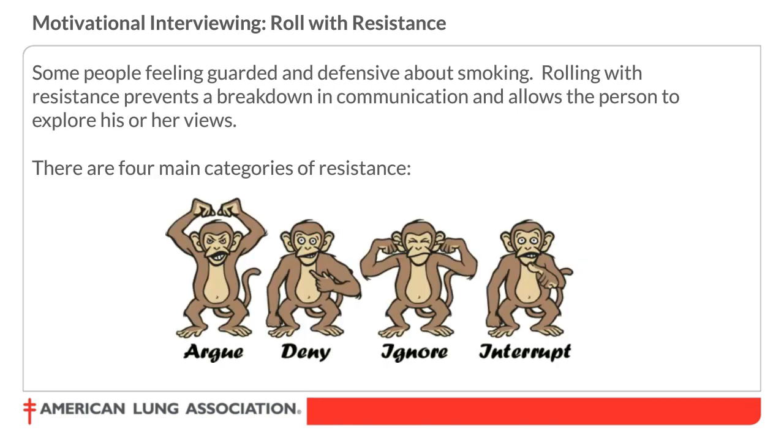You can do this by asking, is there anything you want to add or correct? In addition to providing summary statements, you want to roll with resistance. Some people feel guarded or defensive about smoking. Rolling with resistance prevents a breakdown in communication and allows the person to explore his or her views.